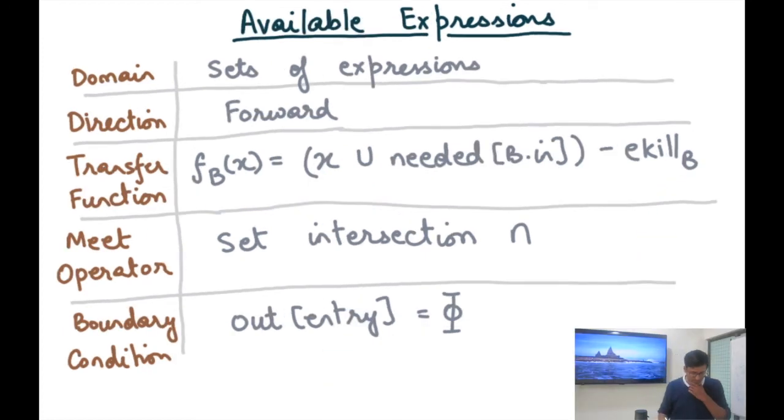All right, available expressions. So available expressions is something that we are already familiar with. It's a forward data flow analysis. The meet operator is set intersection. The boundary condition is out of entry equals the empty set. Nothing is available in the beginning. The transfer function is also similar. The only twist here is that I say something is available if it is needed at the entry of that basic block. So the transfer function is x union needed of b dot in, minus e-kill of b.